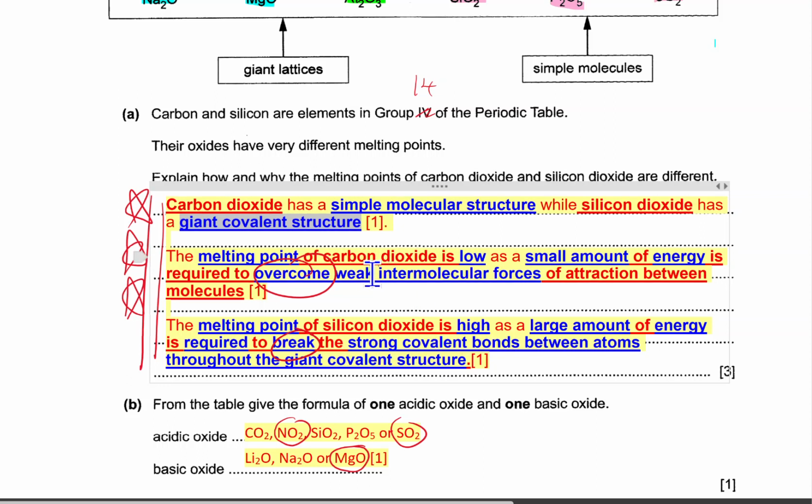Now, do you see the difference? Weak intermolecular force versus strong covalent bond. That is the contrast. The intermolecular force is overcome, but for the strong covalent bonds, they are broken between the atoms throughout the giant covalent structure. You don't break one bond, two bonds, or break it into half. In order to melt, you must break all the bonds between the atoms throughout the entire giant structure. So you need a lot of energy. This question is very important. I put a star here. Please memorize the answer properly.